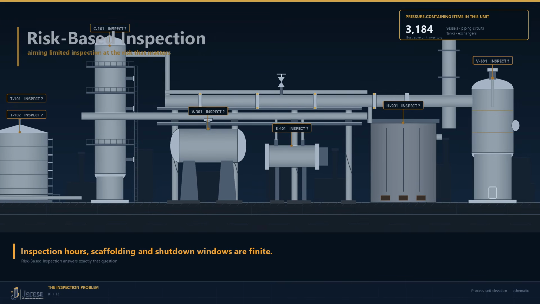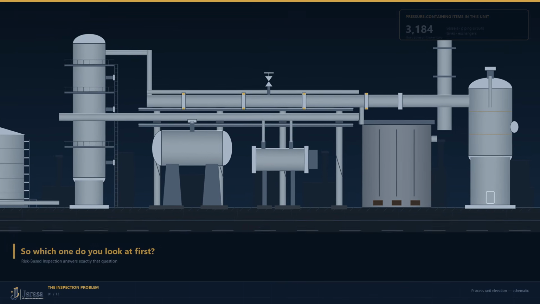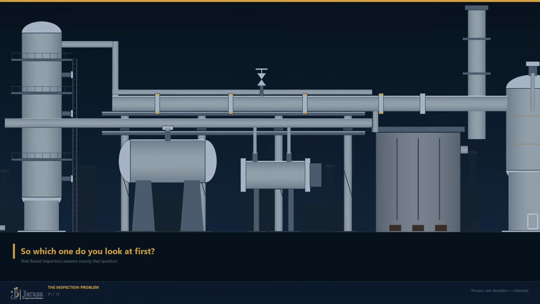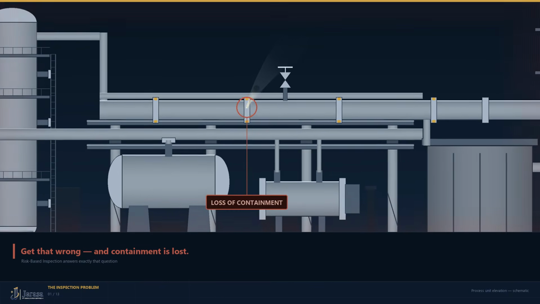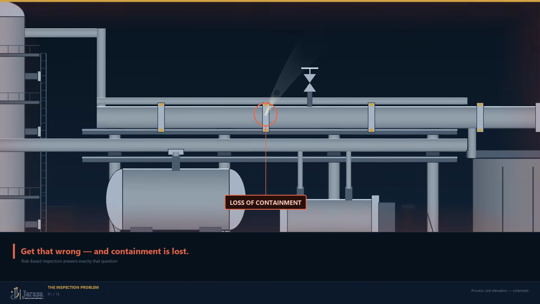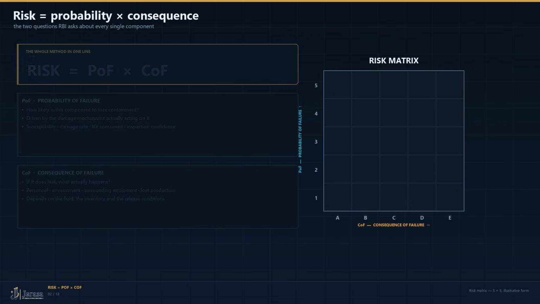But you do not have unlimited inspection hours, unlimited scaffolding, or unlimited shutdown windows. So which one do you look at first? Get that wrong, and you lose containment. That question is exactly what risk-based inspection answers.